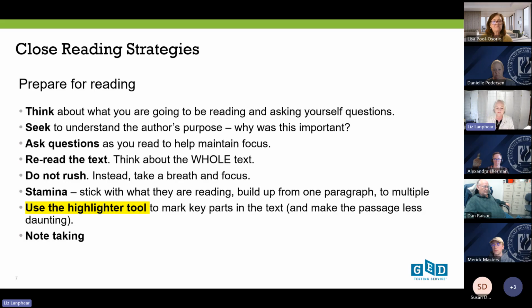Another thing that people don't think about when you're reading is to take notes. So if they're not comfortable using the highlighter tool, they may jot down something. That does take longer, so I do recommend the highlighter tool over taking notes, but in classroom work, note taking helps them to process.